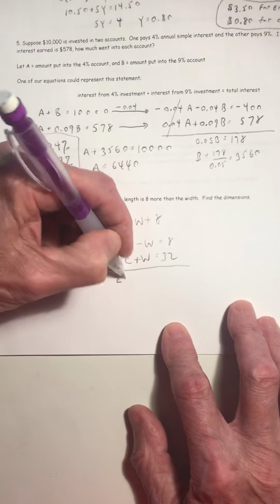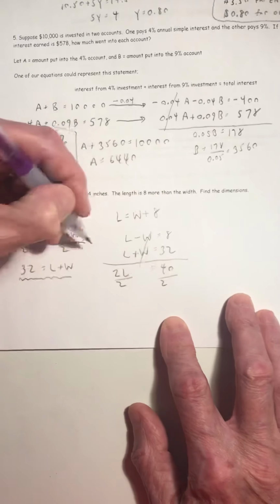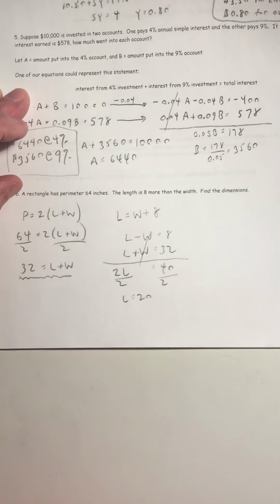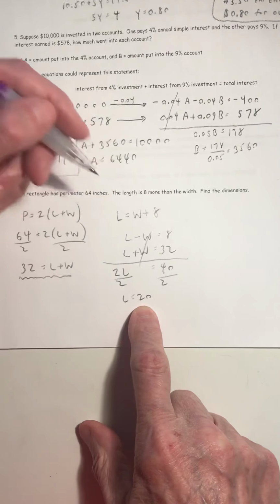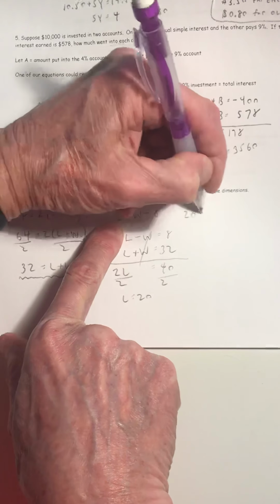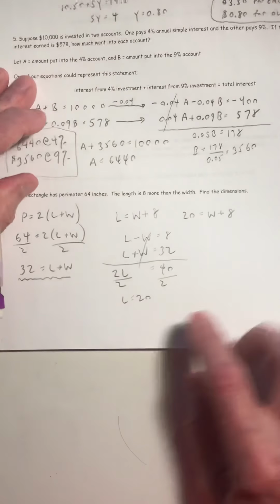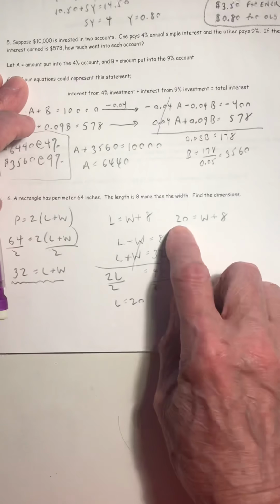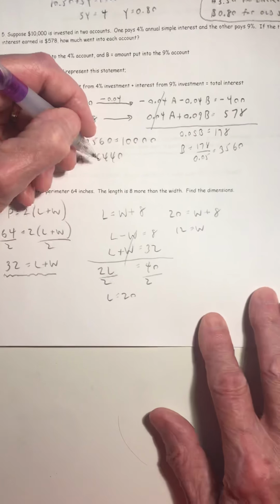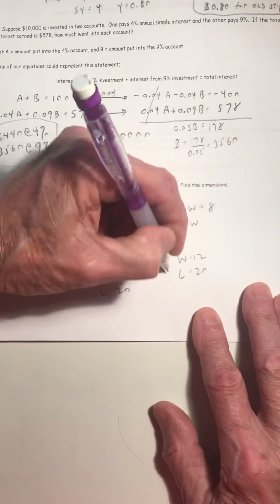1L and 1L is 2L. Those cancel. Equals 40. Divide both sides by 2. We get L equals 20. And if L equals 20, if I put the 20 in here, I can write 20 equals W plus 8. By the way, I could have used any of the equations to plug in L and find W. Take away 8 from both sides here. You get 12 for the width. So width is 12, length is 20.